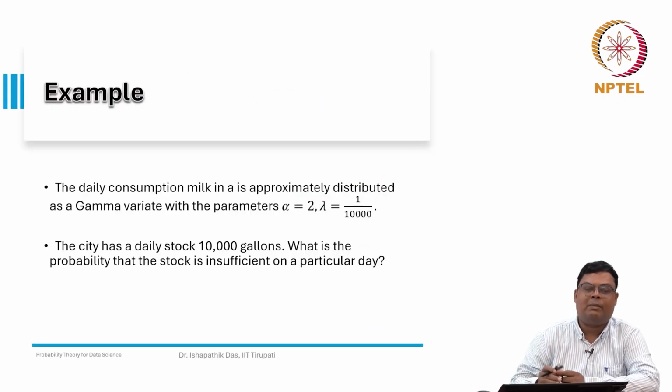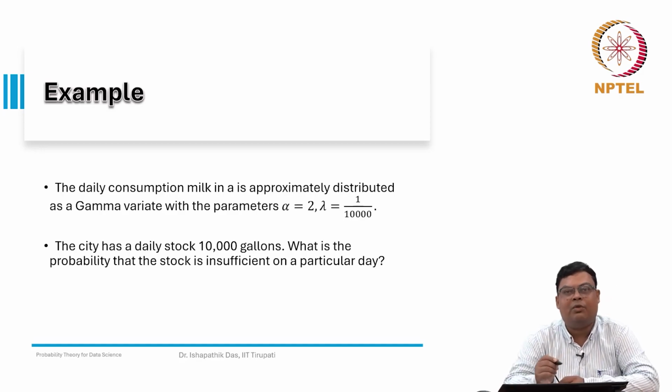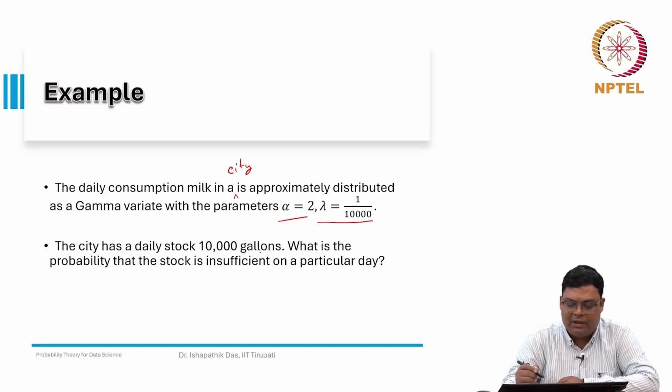So, let us do one numerical example so that we can apply a gamma distribution. The daily consumption of milk in a city. There may be a typo here. The daily consumption of milk in a city is approximately distributed as a gamma variate with parameter alpha equal to 2 and lambda equal to 1 by 10,000. The city has a daily stock of 10,000 gallons. What is the probability that the stock is insufficient on a particular day?